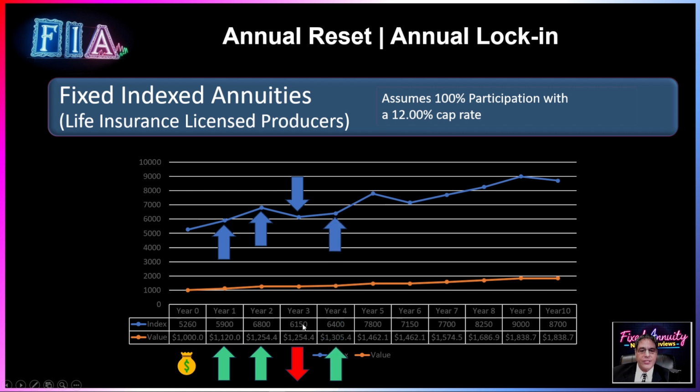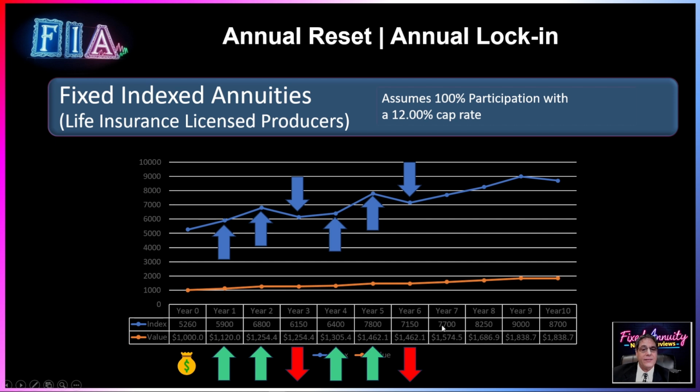The next year it goes from 6,150 to 6,400. Client made another gain. Now they're up to $1,305. The next year it's up again, went from 6,400 to 7,800. They capped out again. Now they're up to $1,462. The next year, look, it's down again. The S&P went from 7,800 to 7,150. But notice the accumulation value, $1,462, because you participate in all the ups, you earn zero in the downs, and then you reset the S&P now at 7,150.